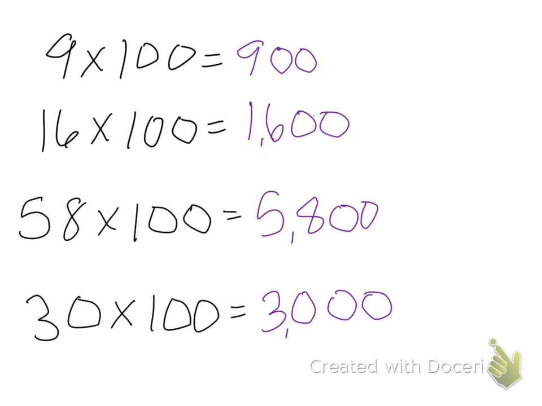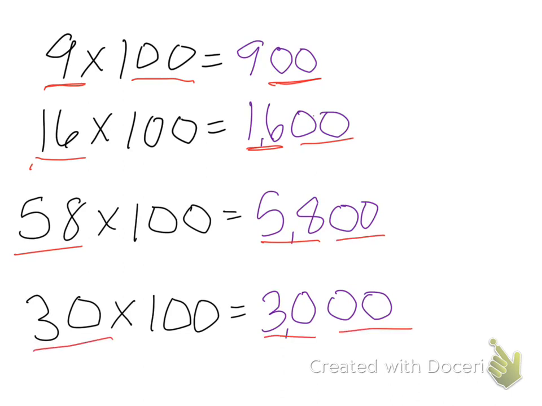Okay. Now if you notice, when we multiply a number by 100, my answer is always the first number with 2 zeros after it. So here we had 16, 16 with 2 zeros. 58 was 58 with 2 zeros. And 30 was 30 with 2 zeros.